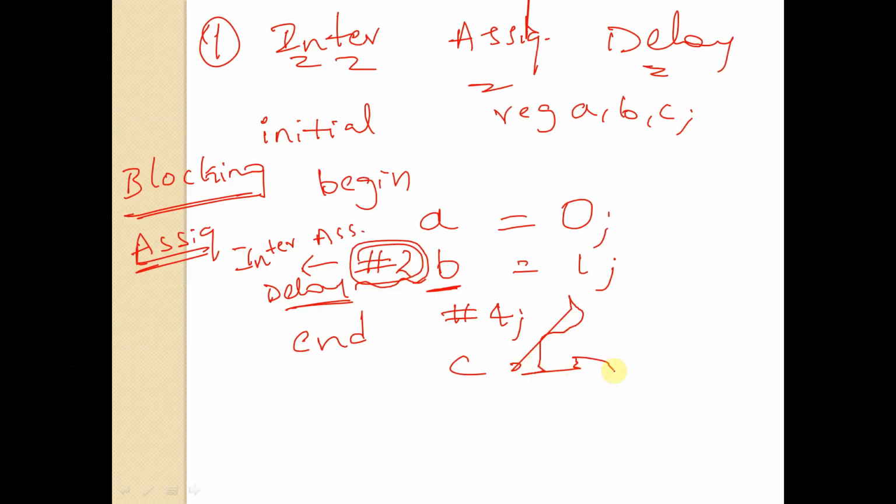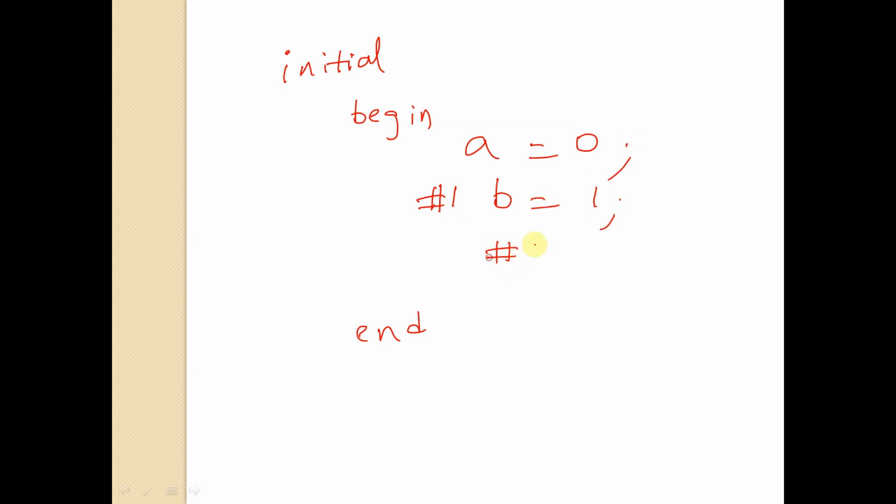Hash 4 for C is equal to 1. Wait a minute, I will take a fresh page. Within an initial begin block, I'm using only blocking statements. So in this case, I will use only blocking. I'm mentioning the delay before the variable, B is equal to 1, and I can also assign like this, hash 5, and in the next line I can assign C is equal to 0. So this is also an inter-assignment delay. The delay is mentioned before the variable. We can mention it before the LHS, or we can also mention it before this assignment.